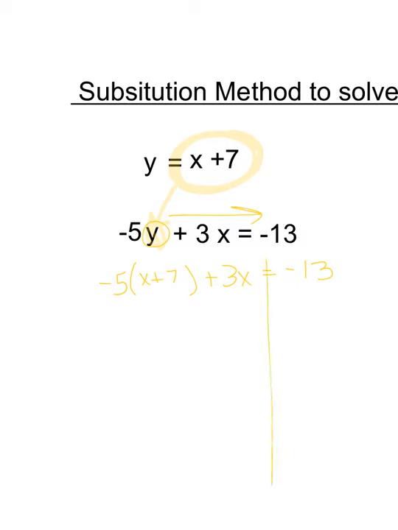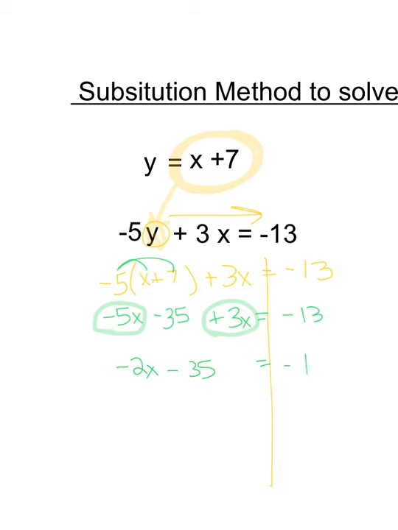So to solve this equation, step number 1, we need to use the parentheses to multiply by -5. -5 times x, -5x. -5 times 7 is -35. Keep the rest of the equation. What I like to do next is combine the like terms. I notice we've got a -5x and a plus 3x on the same side of the equals, so I can add those together. -5 plus 3 would be -2x minus 35 equals -13.